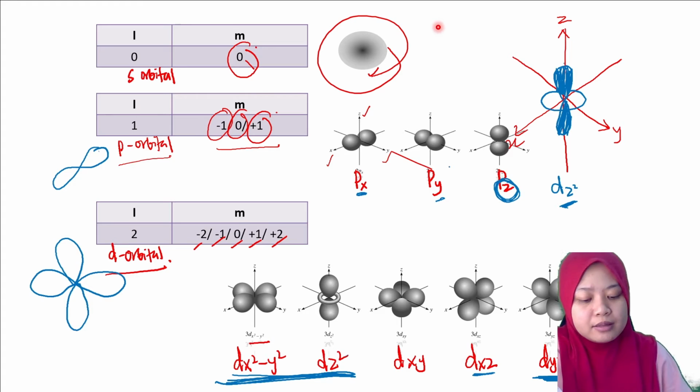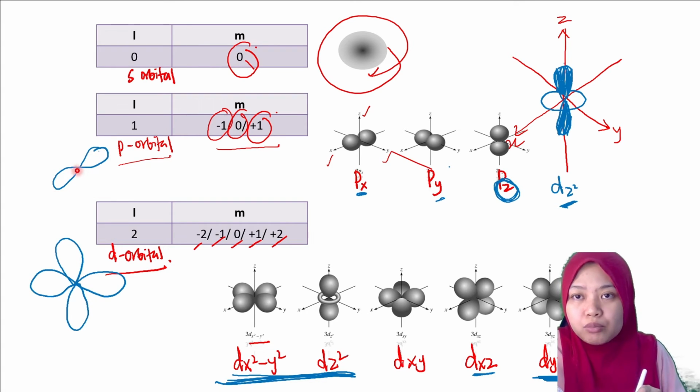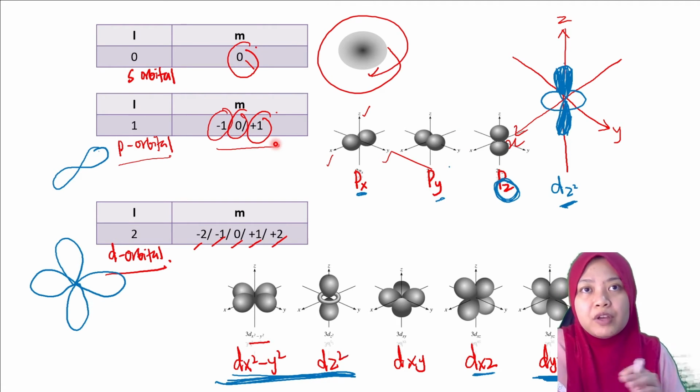Daripada S kepada P yang asas px, py, pz. Saya recall balik, P bentuk dumbbell. Okay, maksudnya dia ada dua bulatan ini. Dan X, they are three orientations because there are three values of M.